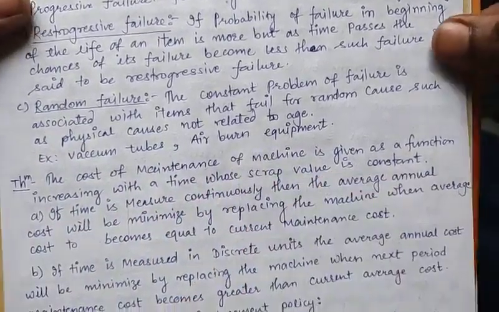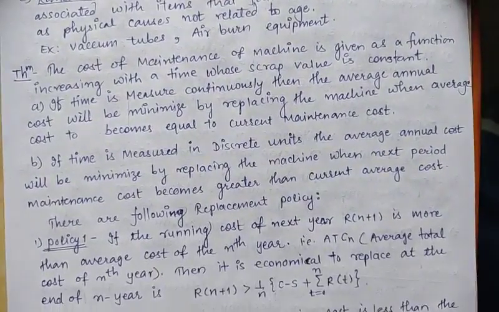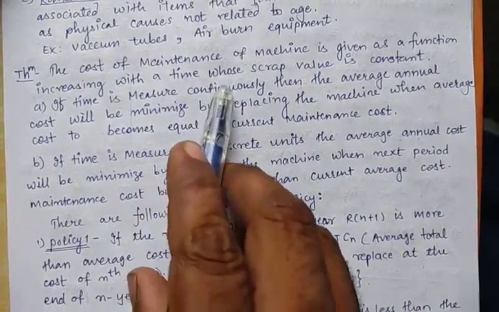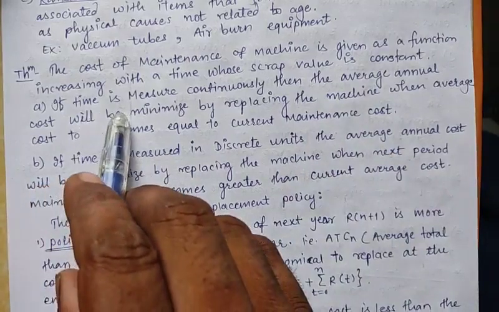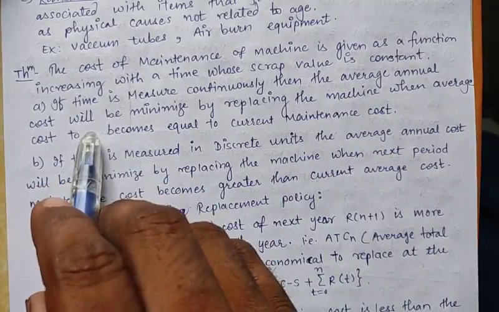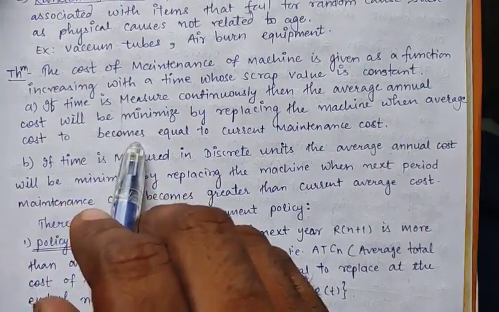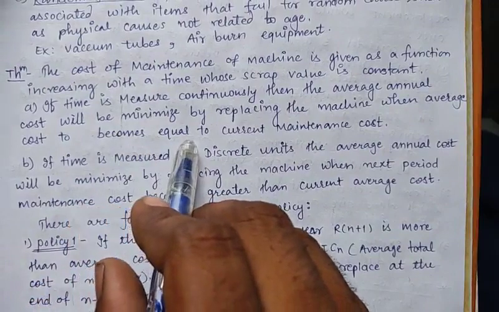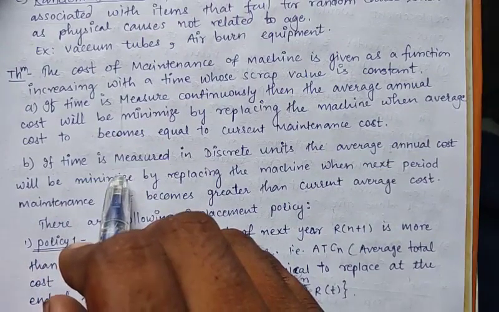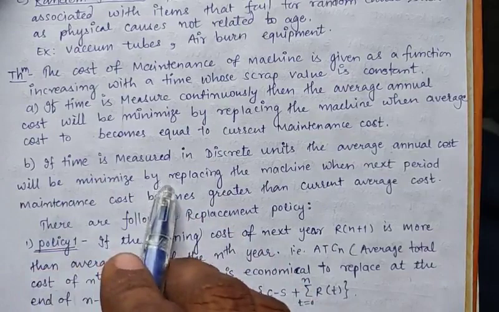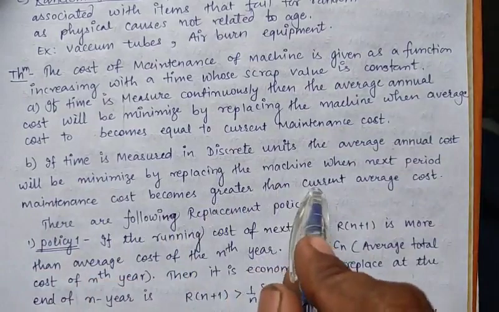Now let's see the statement of the theorem. The cost of maintenance of a machine is given as a function increasing with time whose scrap value is constant. So the first condition is: if time is measured continuously, then the average annual cost will be minimized by replacing the machine when the average cost becomes equal to the current maintenance cost. Second, if time is measured in discrete units, then the average annual cost will be minimized by replacing the machine when the next period maintenance cost becomes greater than the current average cost.